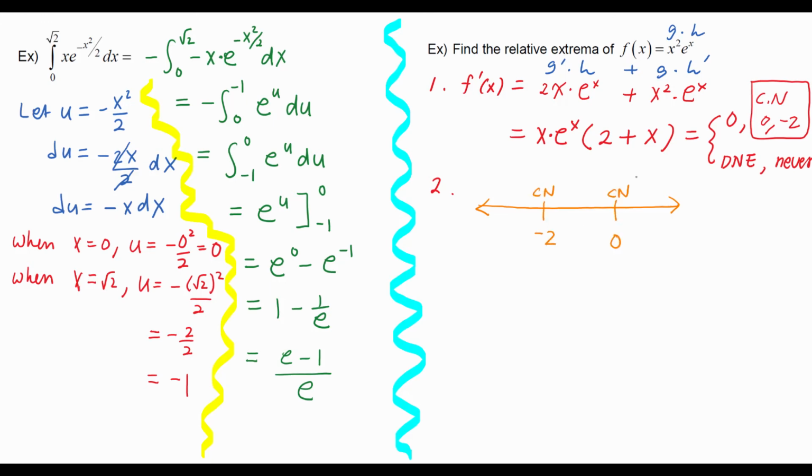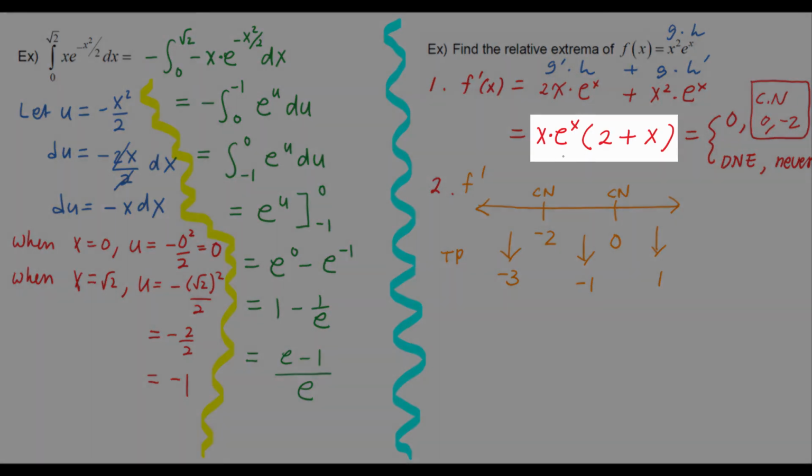And I need to check the f prime sign in between critical numbers. First test point from the first interval, let's choose negative 3. From second, I'll choose negative 1. And third, I'll choose 1. And then, of course, you're going to plug it into factor the form of f prime of x to check the f prime sign.